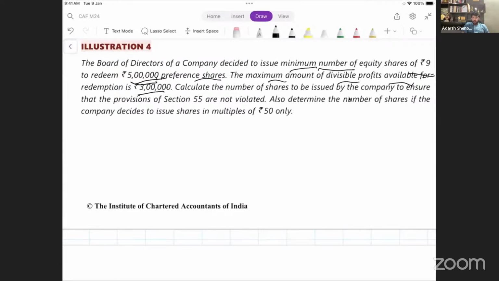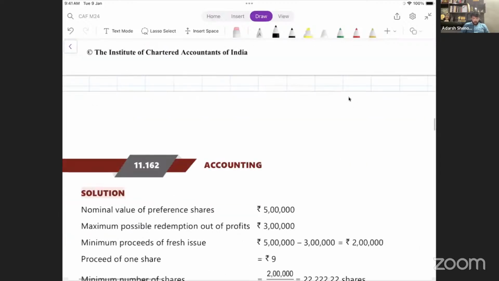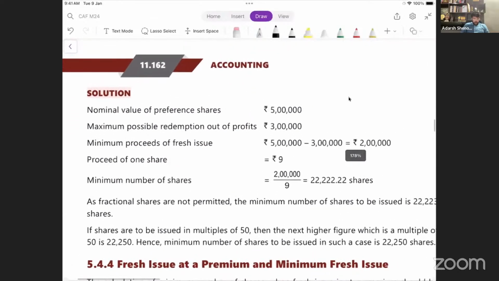I have to issue 2 lakh worth of equity shares. Face value of one equity share is 9 rupees. So 2 lakh divided by 9 gives 22,222.2222 equity shares. I can't issue 0.2222 equity shares, so I will round it off to the next whole number, which will become 22,223 equity shares.